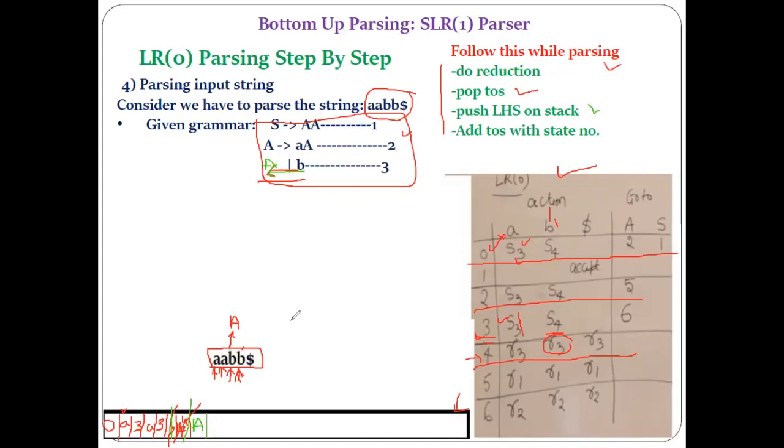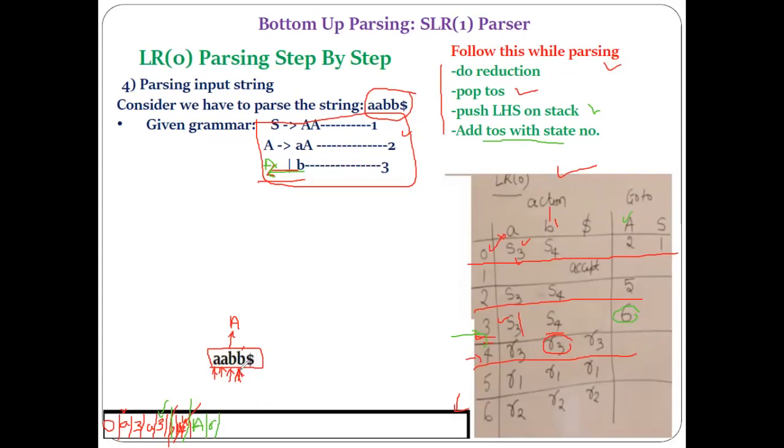And the fourth step: add the top of the stack with the state number. Which state number? We have to see what is the top of the stack now: A. What is below the A? 3. So in the parsing table you have to see 3 on non-terminal A. 3 on non-terminal A is 6. So you have to add the state number 6 on the top of the stack here. Okay, and now carry on with our next process.